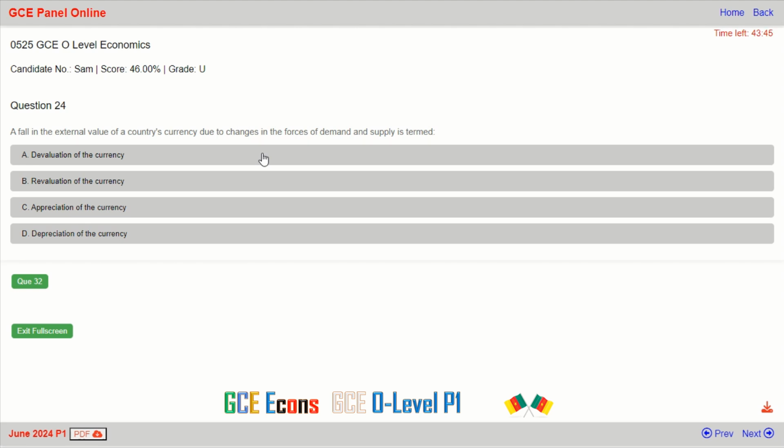Question 24: a fall in the external value of a country's currency due to changes in the forces of demand and supply is termed. Whenever the forces of demand and supply work to bring about a fall in the external value of the currency of a country, this is known as the depreciation of the currency. The currency has depreciated. So talk about currency depreciation.